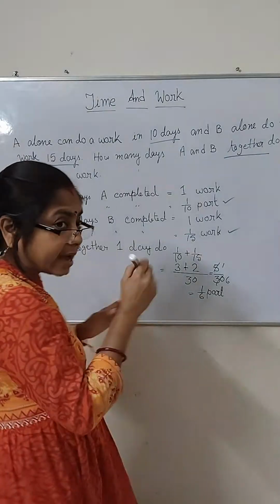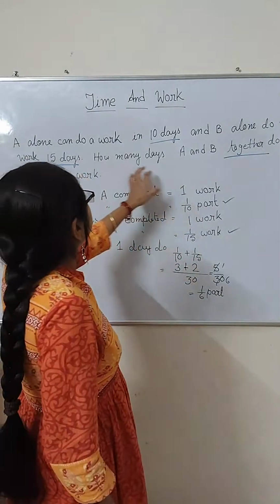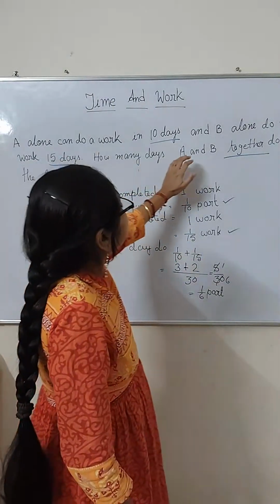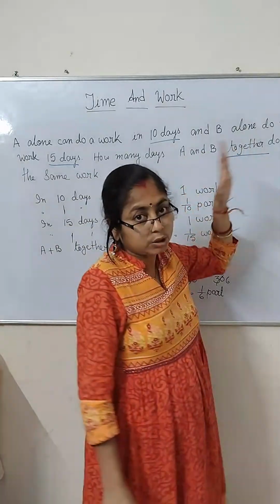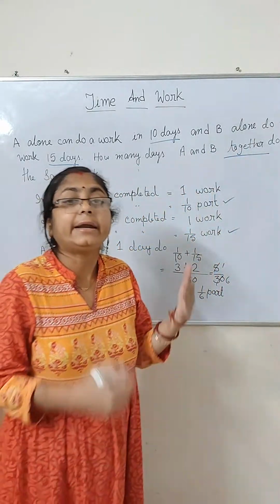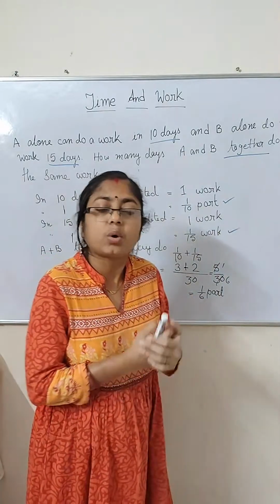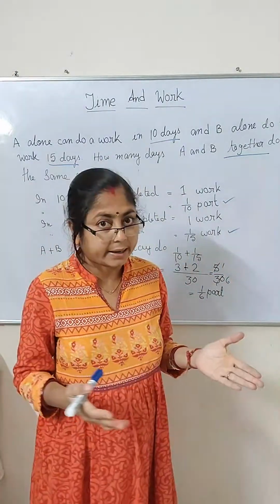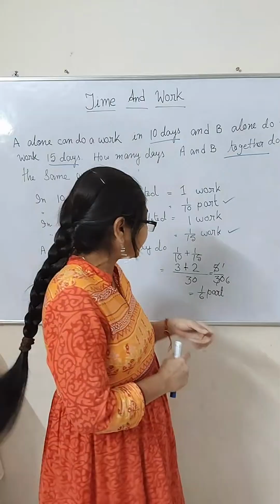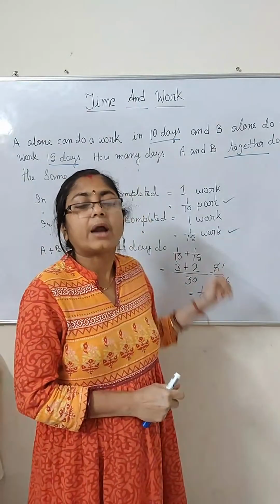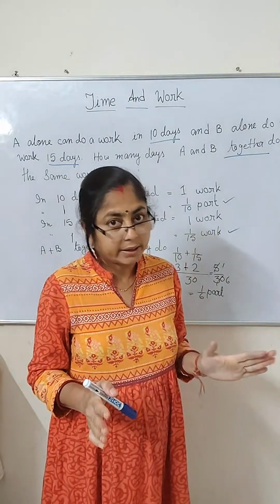Now, last line. What is our question? How many days A and B together do? How many days they need? कितने दिन का जरूरत होगा अगर they jointly काम करेंगे? तो एक दिन में क्या करना है? They 1 by 6 पर jointly कर रहा है.